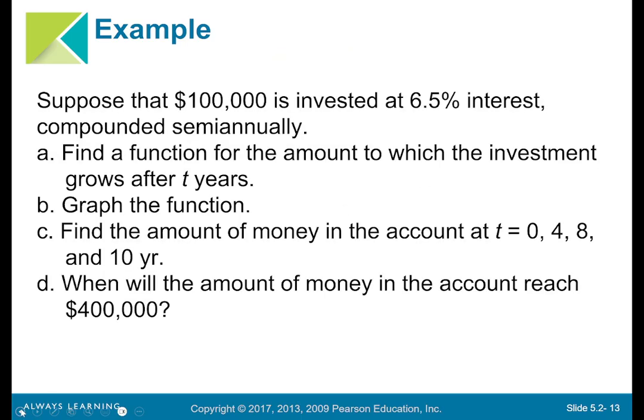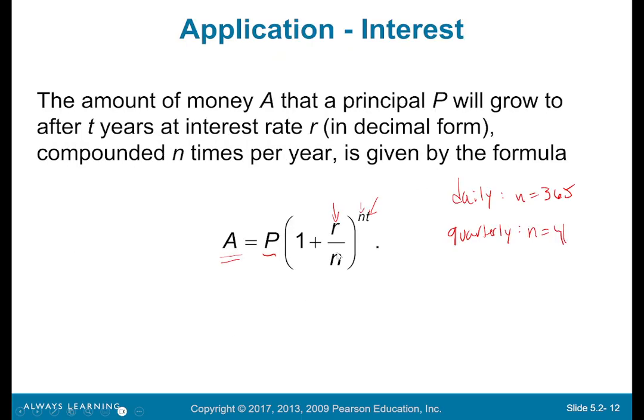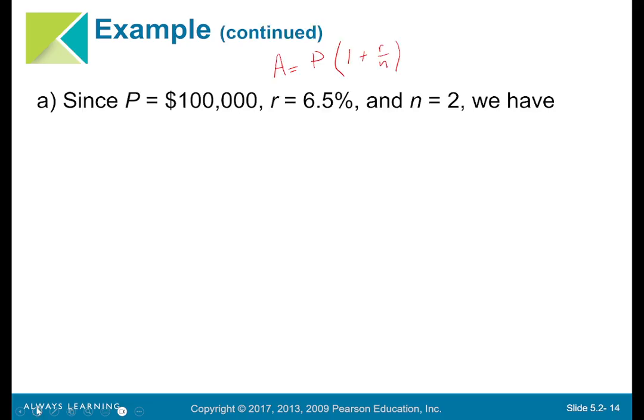The R over N, yeah, it goes R over N, so that's perfect. R over N to the NT. Okay, so this is our function. Let's try to write it down now.